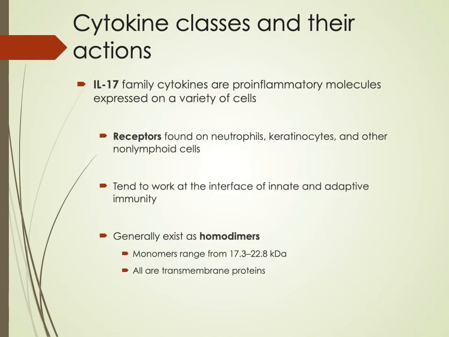So our next family that we're going to look at is the interleukin 17 or IL-17 family. So again, these are pro-inflammatory molecules, and they can be expressed by a variety of cells. So there are receptors for interleukin 17 found on neutrophils, keratinocytes, and other non-lymphoid cells, so other non-immune cells. So they actually tend to work to have communication between innate and adaptive immunity, and generally they're going to be homodimers, so single ones, and transmembrane proteins.